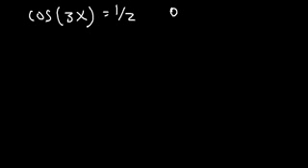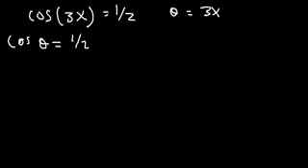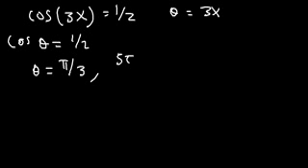So let's try another problem like this. Let's say we have cosine 3x is equal to 1/2. So we're going to say theta is equal to 3x. So cosine theta is 1/2. Cosine of what angles is 1/2? Cosine is positive in quadrants 1 and 4. The reference angle is 60. Cosine 60 is 1/2. And 60 is the same as pi over 3. And in quadrant 4, it's 5 pi over 3, or 300.